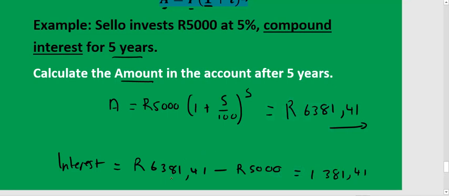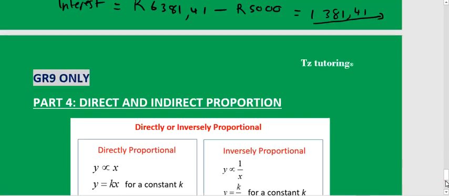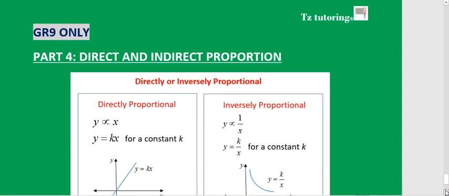So you take the amount at the end of the 5 years, and you subtract the amount that was there at the beginning. That means the extra amount, that is your interest. The extra amount that he received over and above the 5,000 is your interest. Okay, let's move on to the last section.